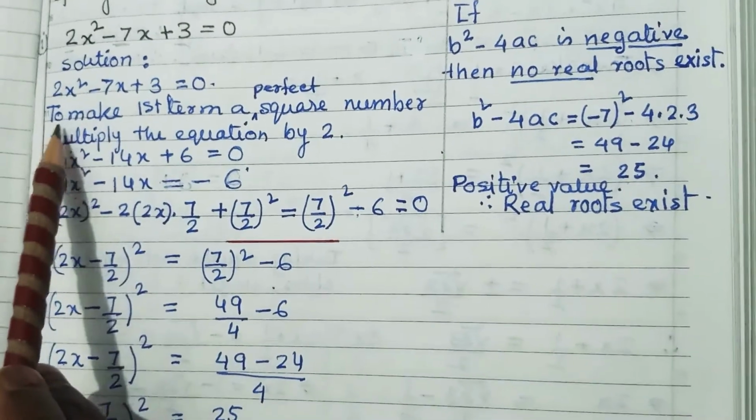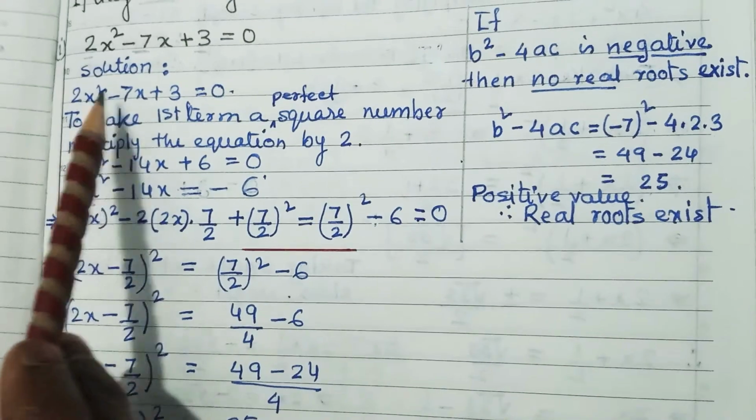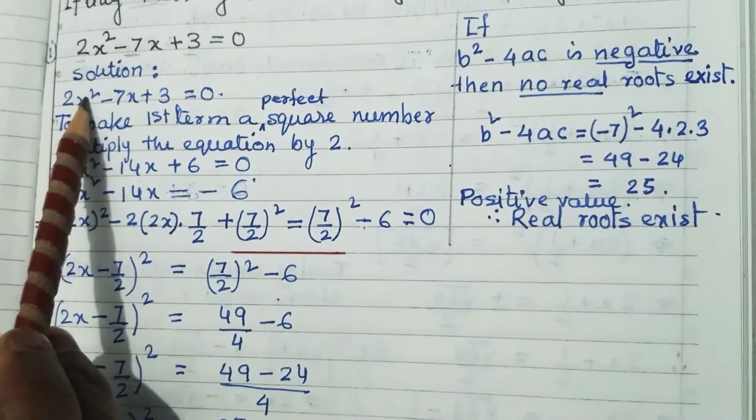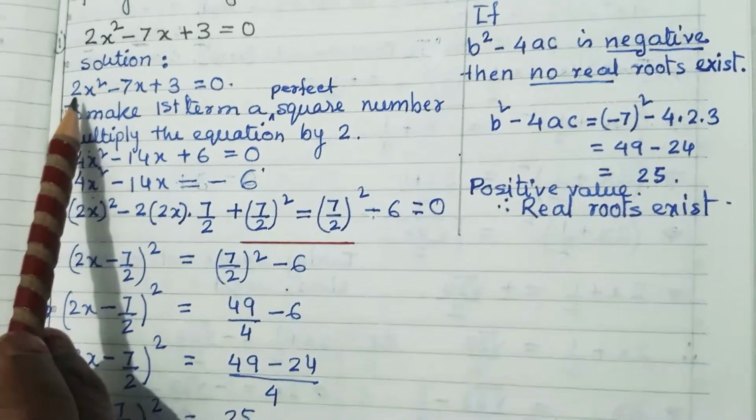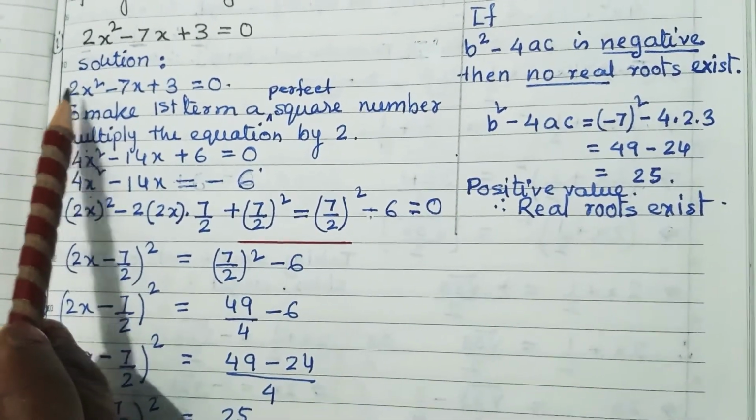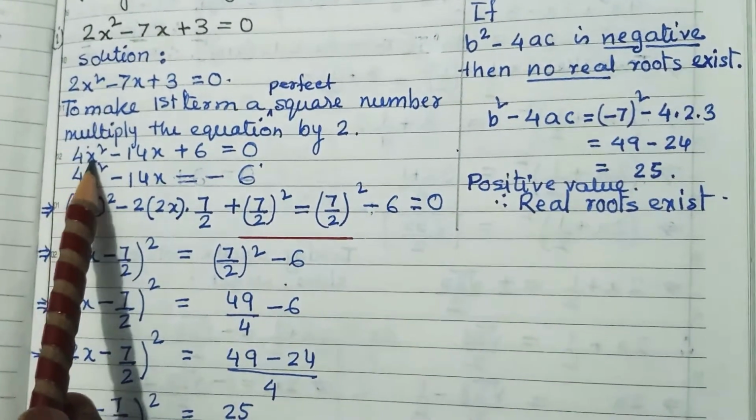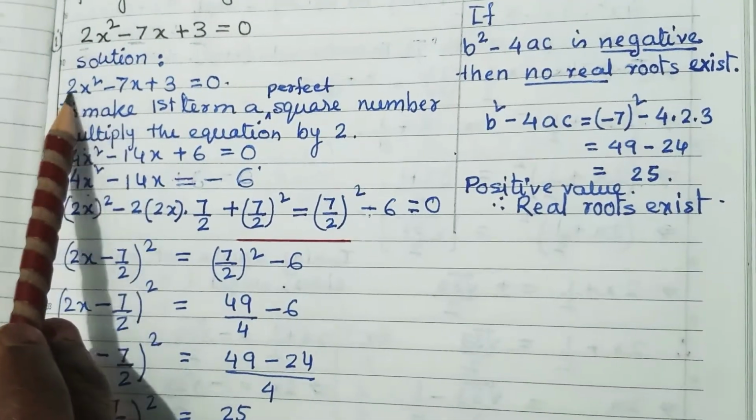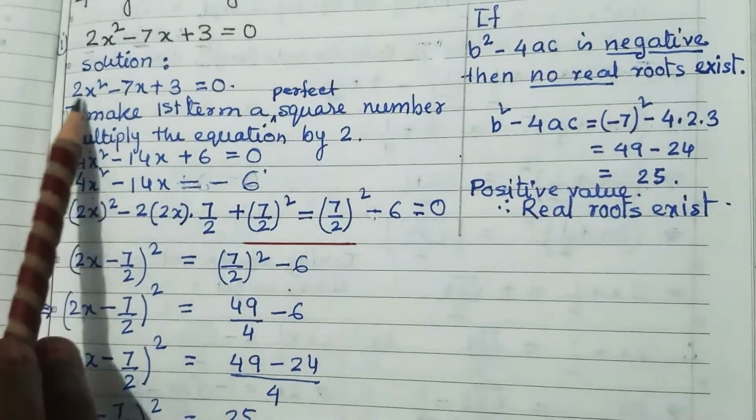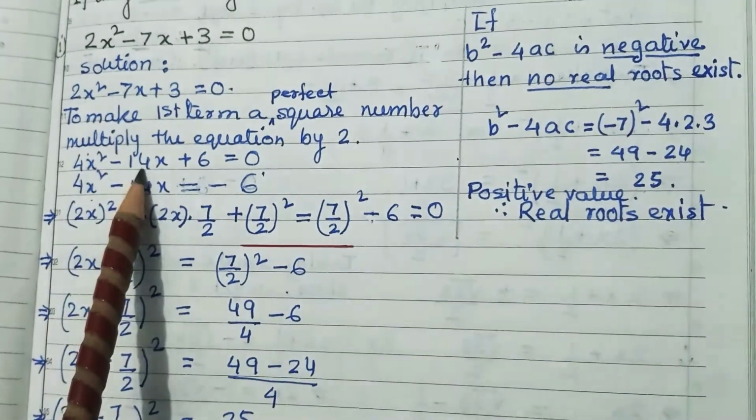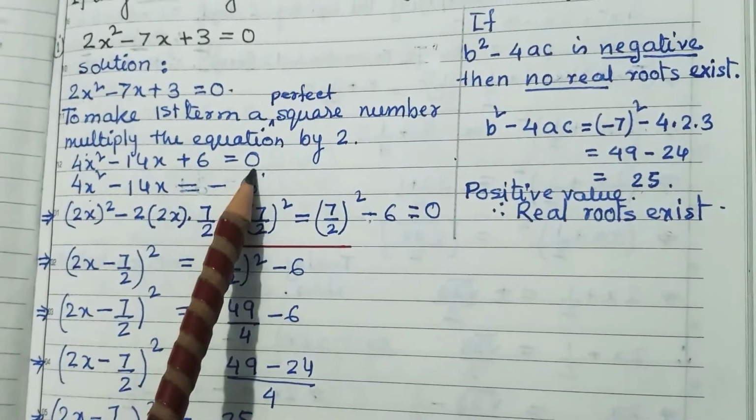Now first, to make the first term a square number, in the first step it is 2x square. So you have to make it a perfect square number. You can make it x square or 4x square, which is a perfect square number. I have done it as 4x square by multiplying all three terms by 2. Now it is 4x square minus 14x plus 6 is equal to 0.